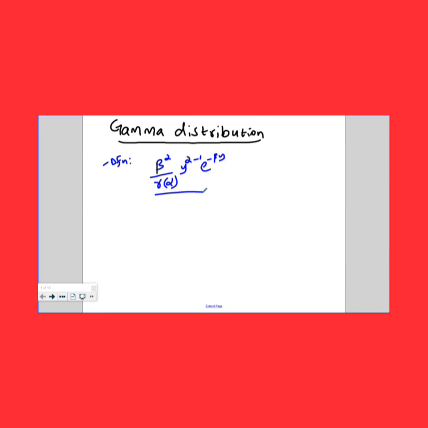From there, we can also know that if we have a standard gamma distribution, then beta is equal to 1. Then if alpha is equal to 1, we have an exponential density function.